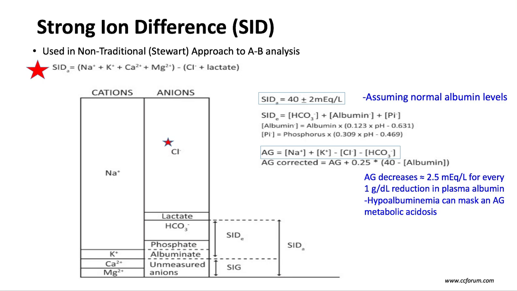Strong ion difference is, again, the difference between the positively charged molecules and the negatively charged molecules. Sodium, potassium, calcium, and magnesium are positively charged, and chloride and lactate are the main negatively charged ones. But in the graphic, you can see that there are a lot of unmeasured anions, like phosphate, that are not figured into this, albumin, and others. So there's a strong ion difference between the positives and the negatives of about 40, assuming that you have normal albumin levels. That strong ion difference can be used in our blood gas analysis, and we're going to talk about that next.